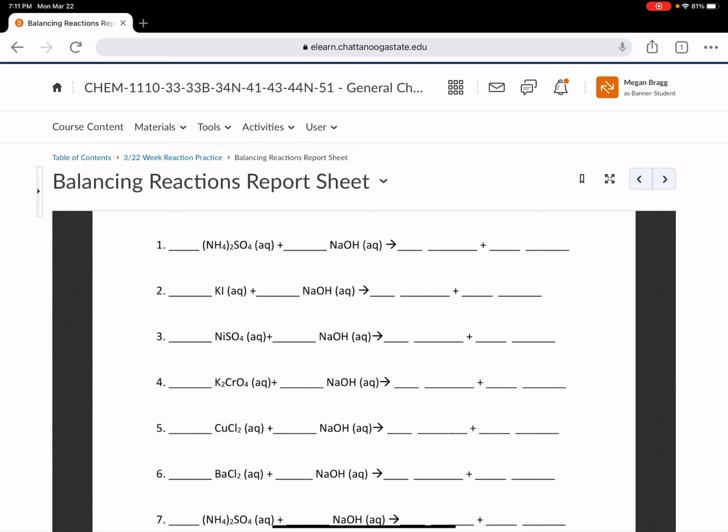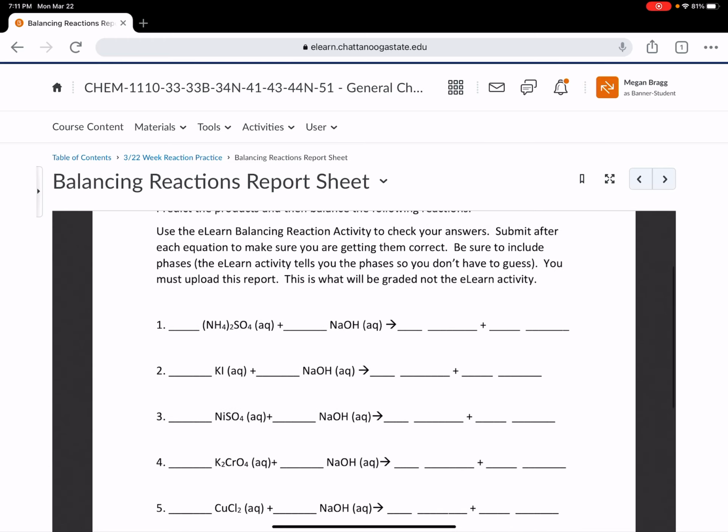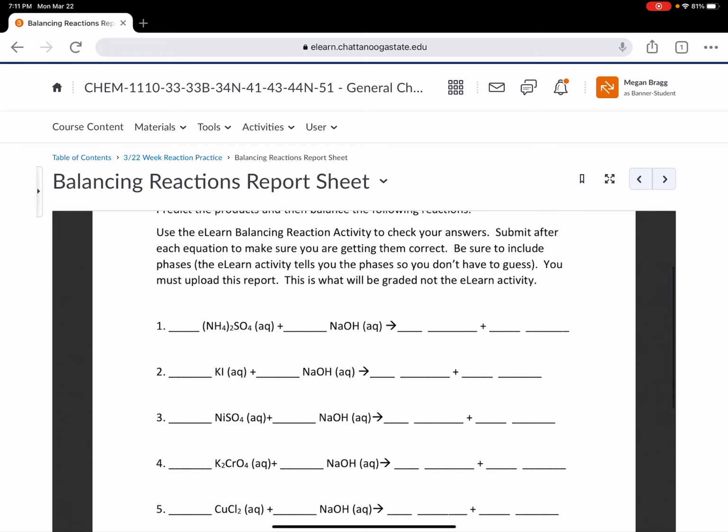Something that is going to be different about the report sheet versus eLearn is that we know that you do not put ones as coefficients. So if you determined that the coefficient for the very first reactant, the NH4OH, was 1, you would not write it on the report sheet. But eLearn, with its limitations, does require that you put something in every box. So you have to put a 1 in that situation. So let's go and look at the activity.